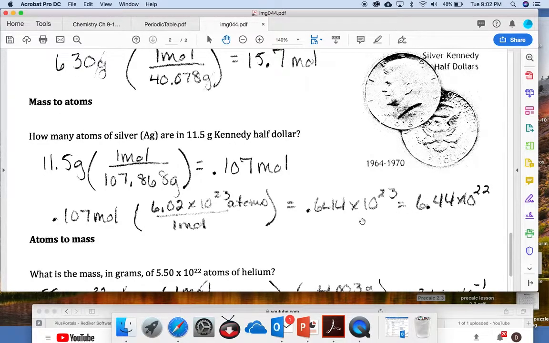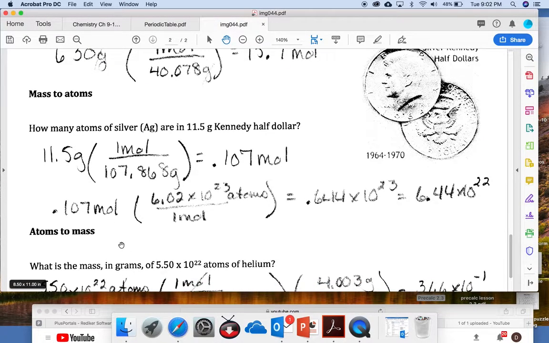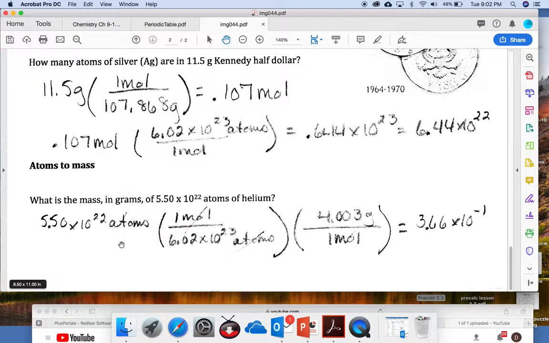This time I'm going to do it all in one step, and so now maybe you can see why I write these things out as fractions and conversion units instead of just writing them as a division or a multiplication problem. This problem states, what is the mass in grams of 5.50 times 10 to the 22nd atoms of helium? I have atoms. I want to find mass.